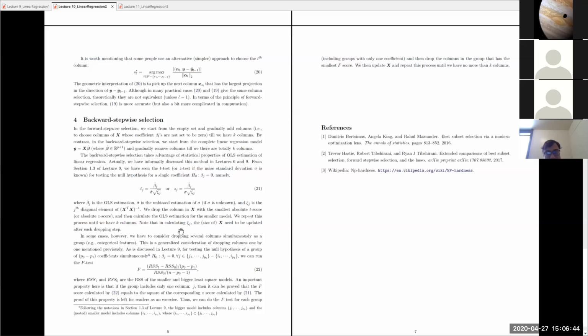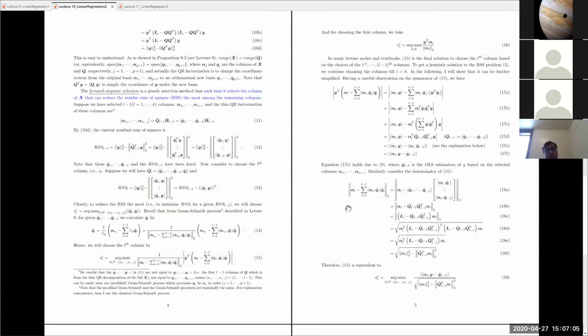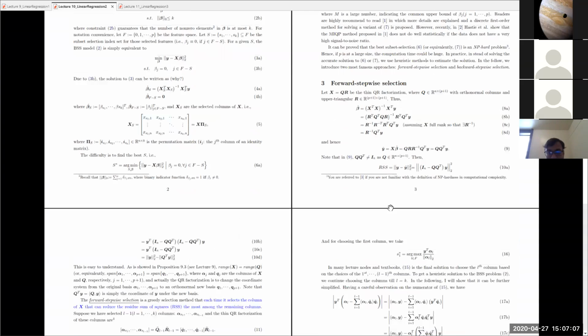That's the backward. So why is it called backward? Because in the beginning I consider the full model. I consider all the p+1 variables, and then I keep dropping until I have only less than or equal to k variables, and hence it's called backward stepwise. Today we're going to introduce forward stepwise selection. So before it, let's do some review of the math.